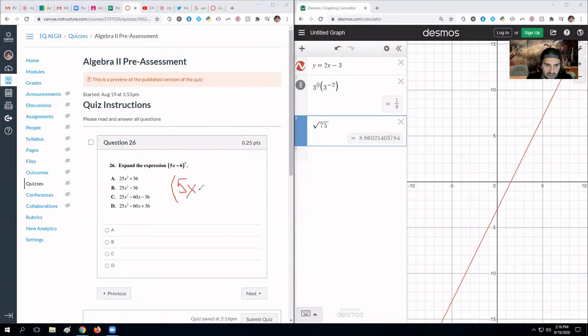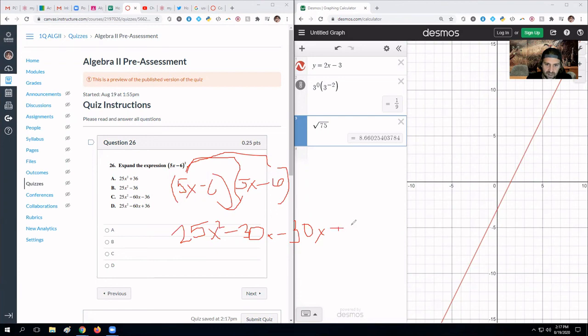So it should be 5x minus 6 times 5x minus 6. That's the same thing as squaring, multiplying it by itself. Because when you see it like this, you know to FOIL it. 5x times 5x is 25x squared, which they all have. In the middle now, we're going to have a 5x times negative 6 is a negative 30x. In the middle here, we're going to get another negative 30x. And at the end, we'll have negative 6 times negative 6 is a positive 36. So we will have a 25x squared. We will have a positive 36. But in the middle, we will have a negative 60x when we combine these two together. So that one would be D.